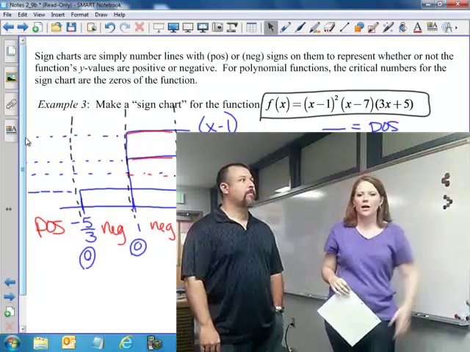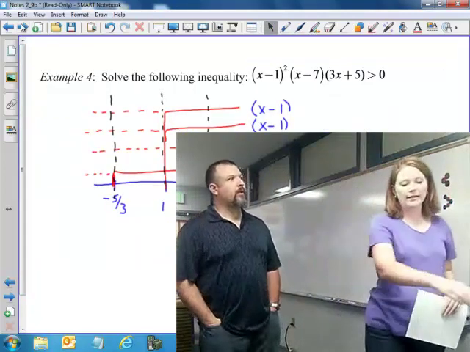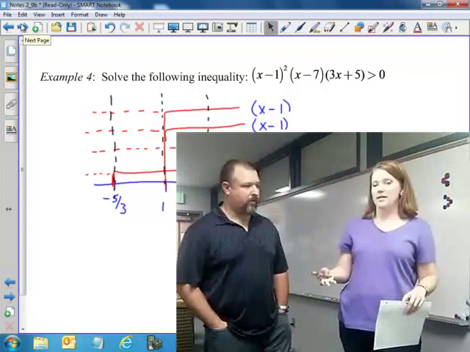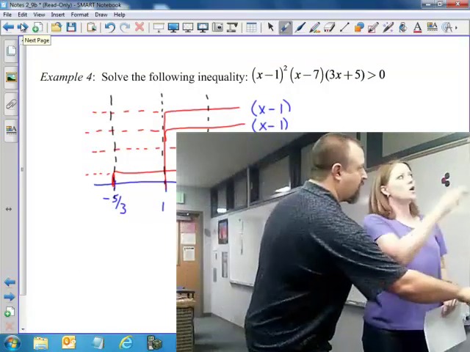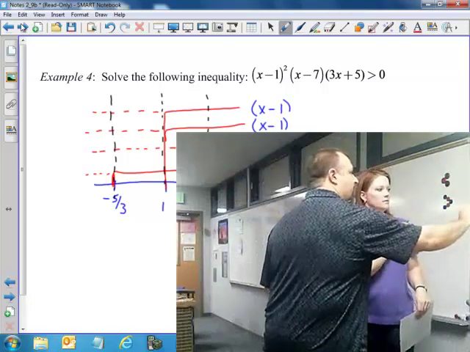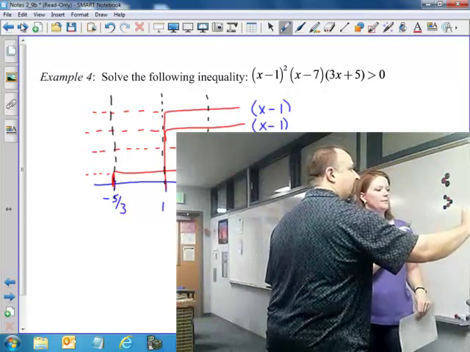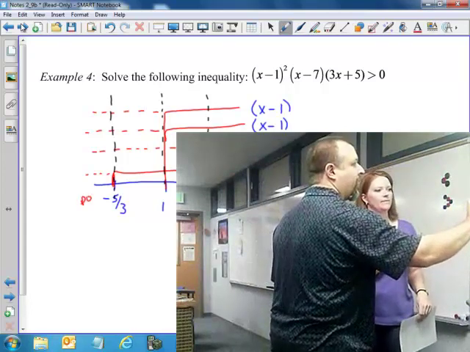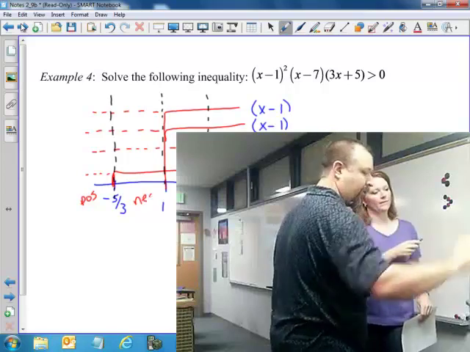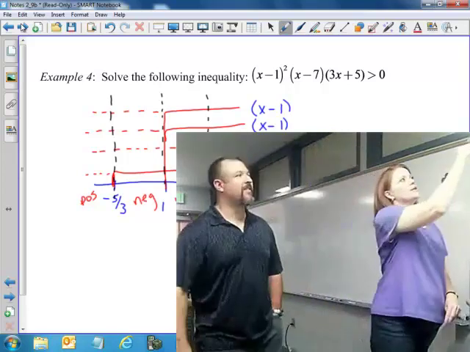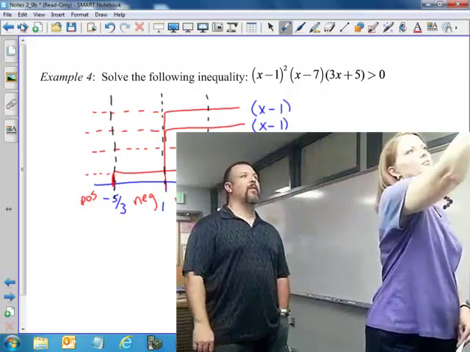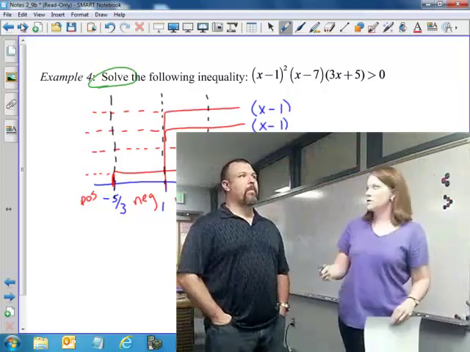All right, so now how is this going to apply to inequalities? Well, we've already kind of copied this sign chart over here for you, and now we're looking at a specific question. Instead of just saying make a sign chart, the question says solve. One thing I forgot here real quick. This would have been positive, negative, negative, positive. Okay. We're going to solve the inequality.